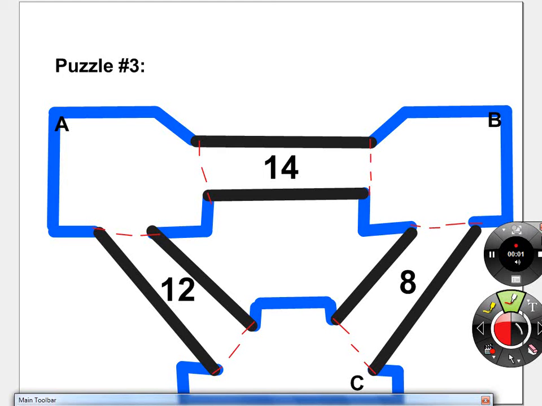Figure out how many pigs in pen A, pen B, pen C? When you know, raise your hand if you're willing to share.